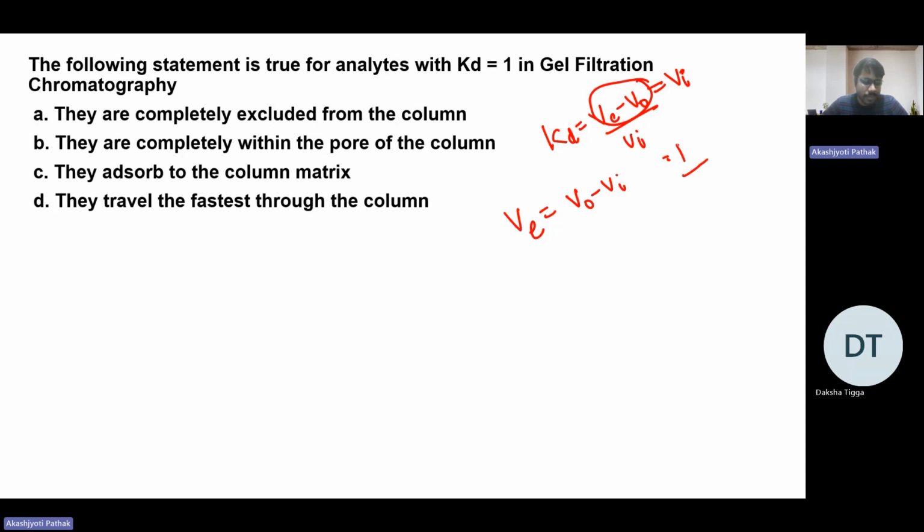The ones which can completely penetrate the pores present in the gel bead will have a KD equal to 1, because they will traverse the entire volume of the pore. Okay. That is why KD equal to 1. Which molecules will have KD equal to 1? KD equal to 1 will be for those molecules which are completely within the pore of the column. So option B, they are completely within the pore of the column.